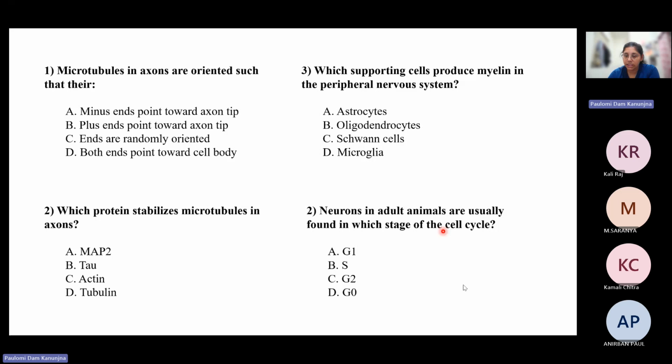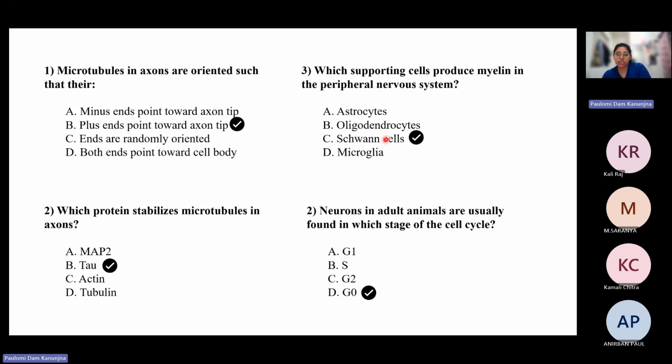Okay, PBCD, last one G naught. Anyone else? Any other response? Okay, so let's look at the answers just a second. So the answer is B, B, C, and D. I believe that's what you have written.